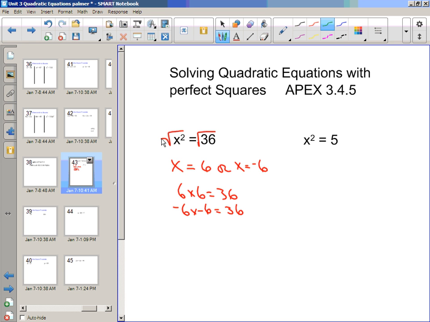All right, same thing over here. X squared equals 5. To solve that, take the square root of each side. What happens when that doesn't work out? What's the square root of 5? We just leave it as x equals the square root of 5, or x could equal negative the square root of 5. All right, so that's looking at the simple quadratic equations.